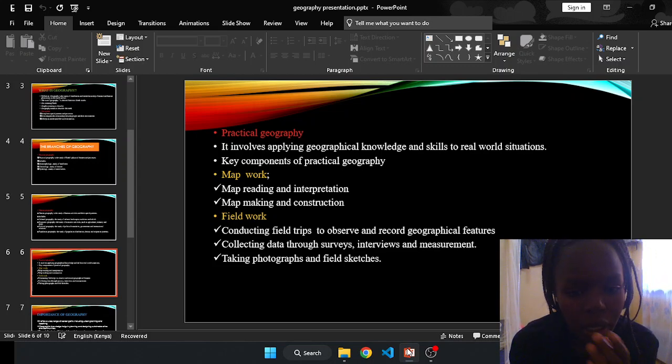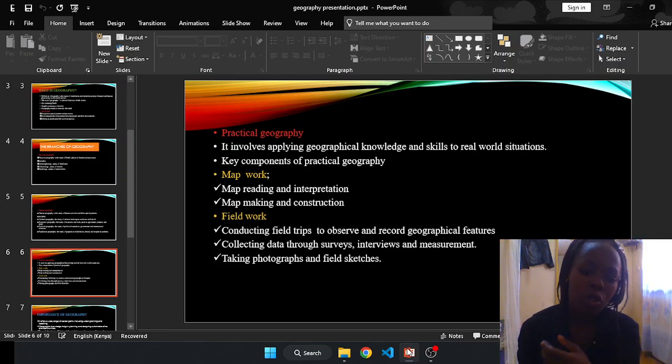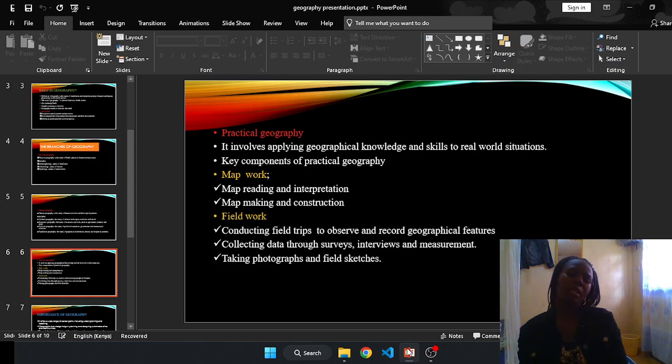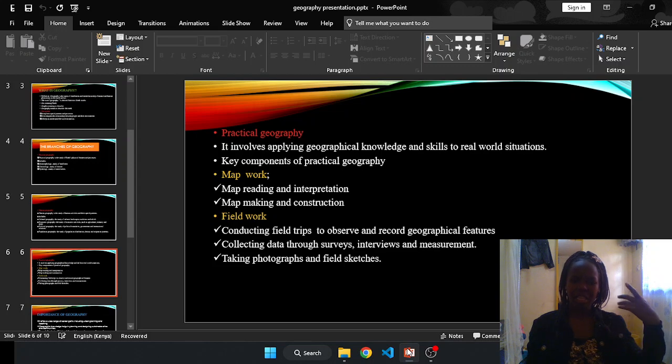In fieldwork, we are going to consider conducting field trips to observe and record geographical features, also collecting data through surveys, interviews and measurement, taking photographs and field sketching. When you work on fieldwork, I think it's so important for learners. Why? Because it helps learners to manage their time well. When they go to collect different types of data, they have to manage their time well. So fieldwork is important for you.